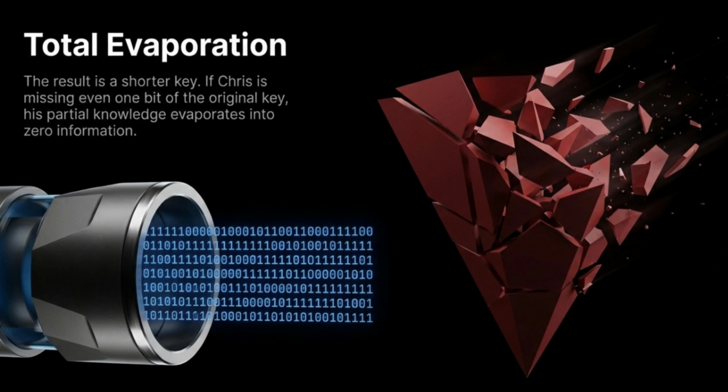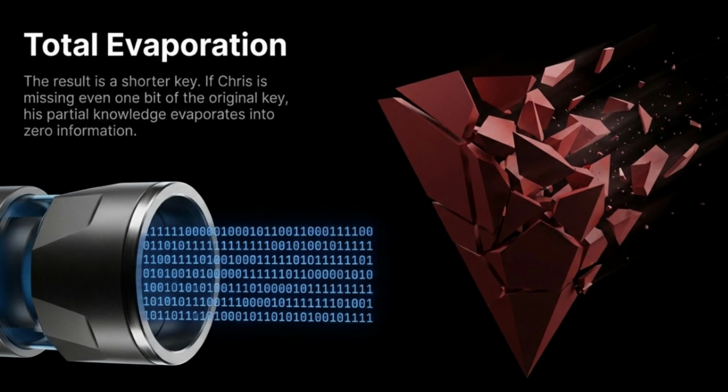If Chris is missing even a single bit of the original, uncorrected key, his ability to predict the new, shorter key drops to zero. His partial information evaporates into nothingness. He is left with a pile of digital dust, while Jennifer and John hold a key that is perfectly clean. What remains is the provably secure result.